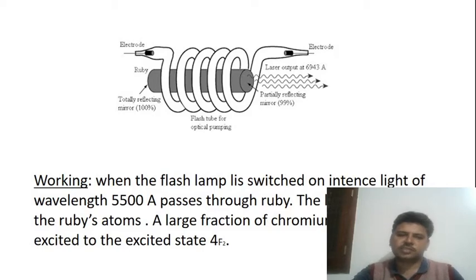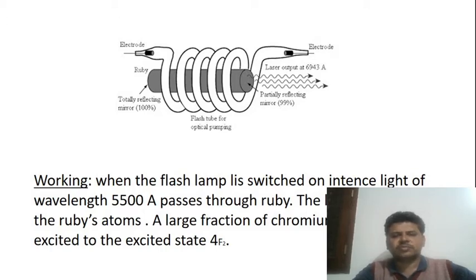The working process is, after applying a low tension battery, the xenon flash lamp emits photons. These photons instantly fall on the ruby rod. The ruby rod undergoes induced absorption. Aluminum oxide is a lighter particle, so it gets the excitation process. Chromium oxide is also a lighter particle, and it gets induced absorption.